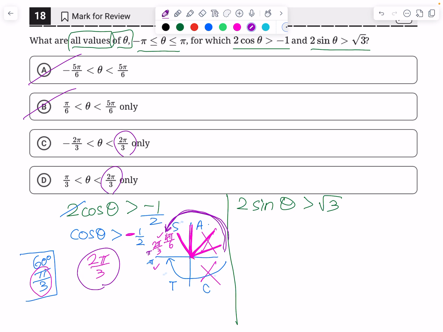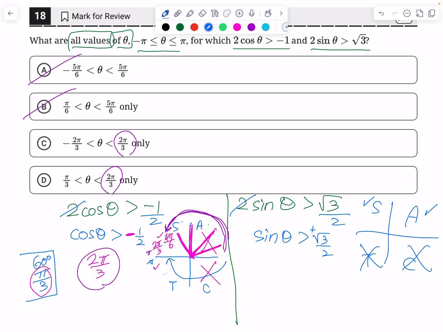Now let's look at this right part over here where it says 2 sine theta. The opposite of multiplication is division, so we divide both sides by 2. And so we have sine theta is greater than square root of 3 over 2. So notice that sine theta is positive. So once again, I'm going to draw the unit circle. It says all students take calculus. And in what part is sine positive? It's positive in the first quadrant and the second quadrant. So I'm going to cross out these quadrants below.